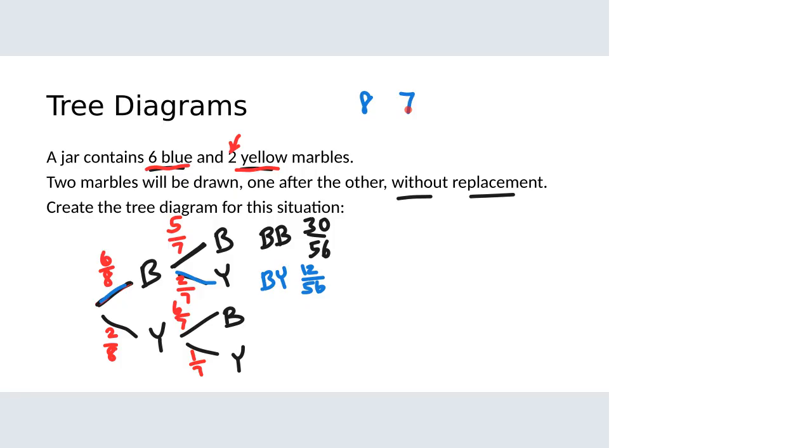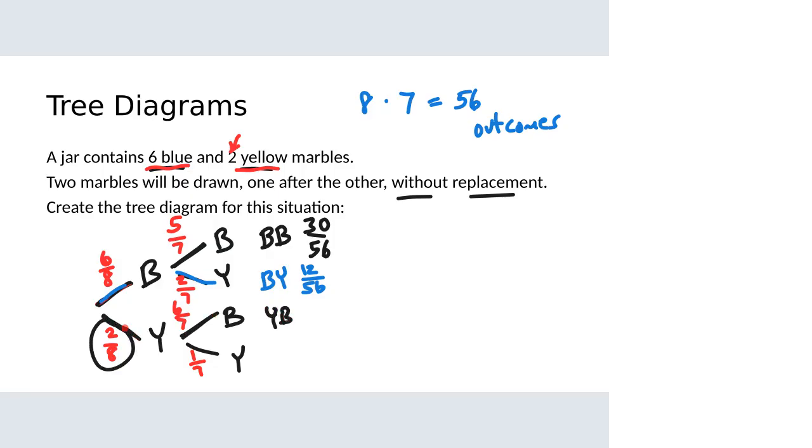How many choices for the first space? How many choices for the second space? Multiply those together. We should see 56 outcomes here, and that's exactly what we're seeing in every one of these probabilities. Up next, we've got yellow followed by blue.